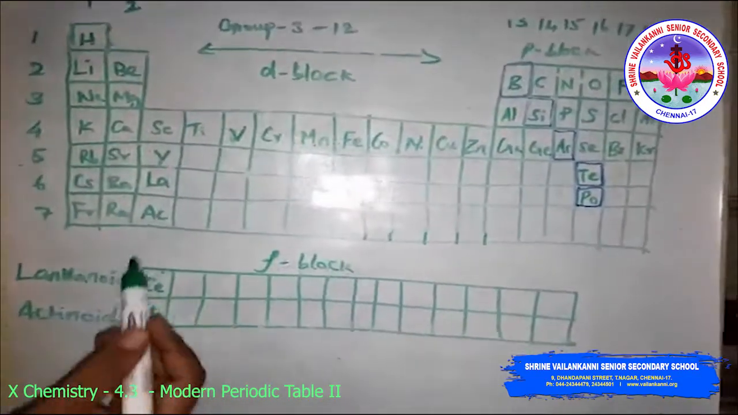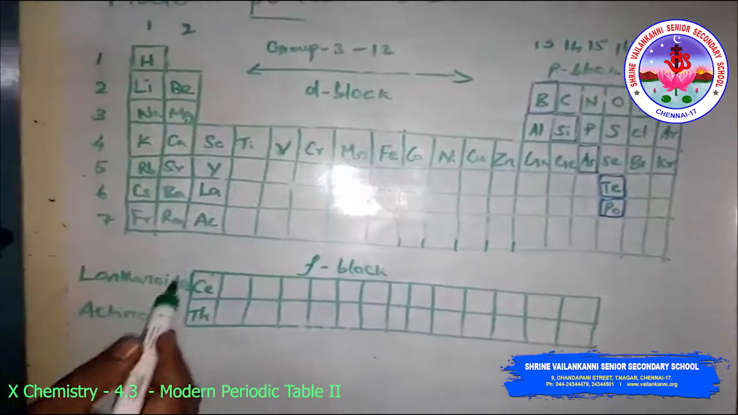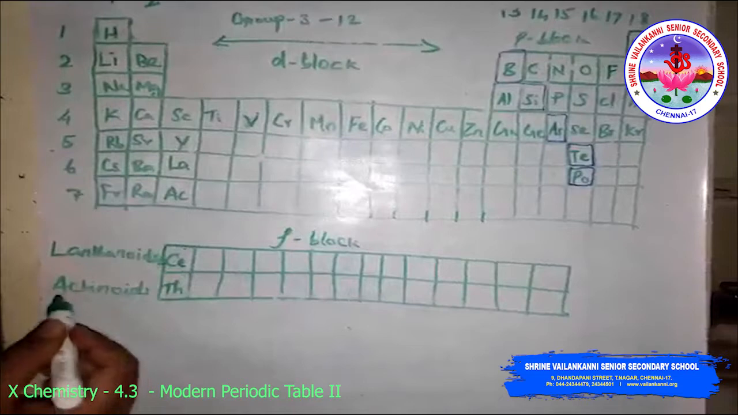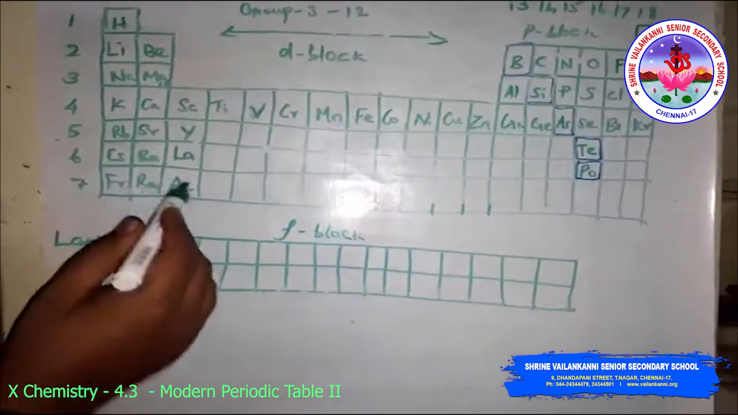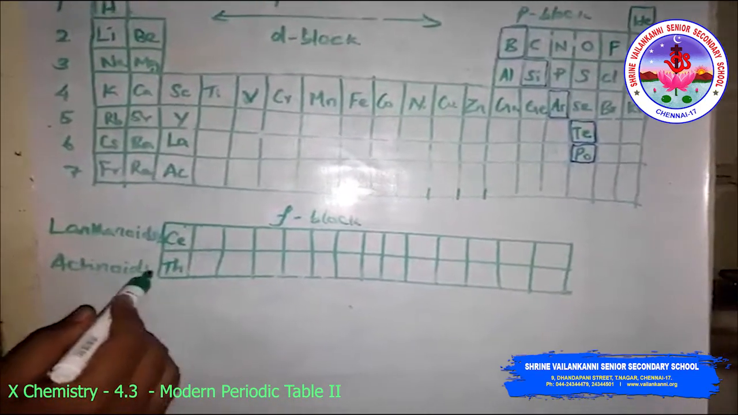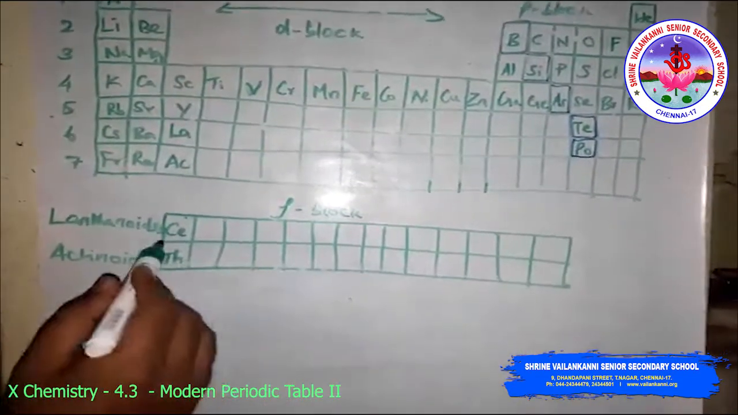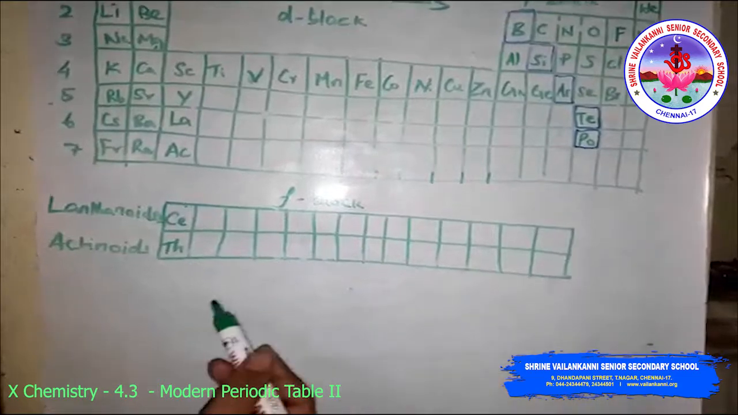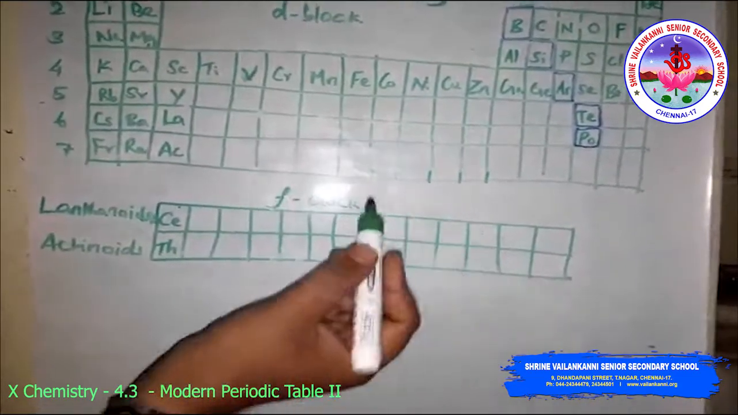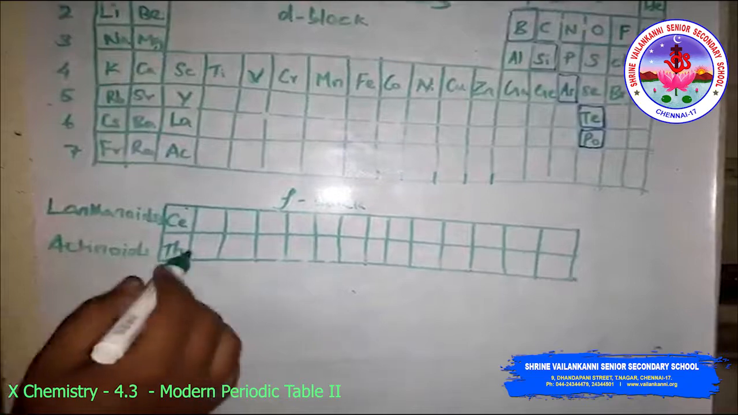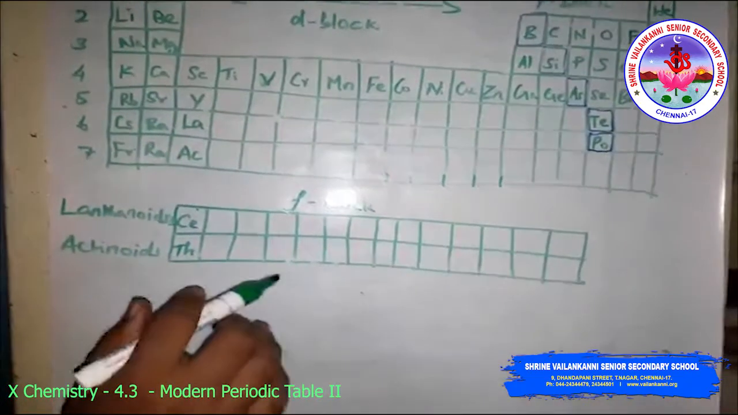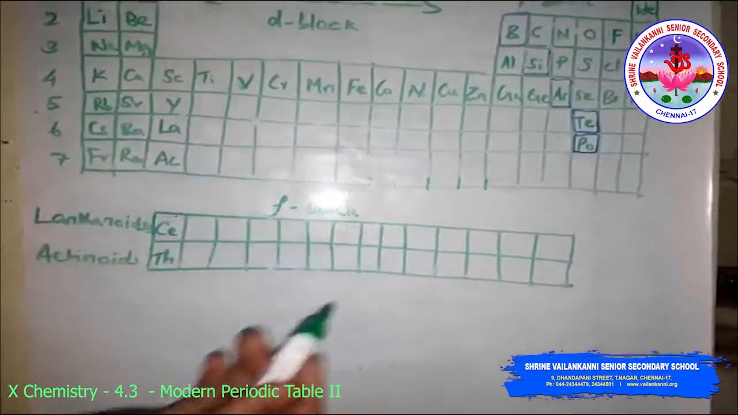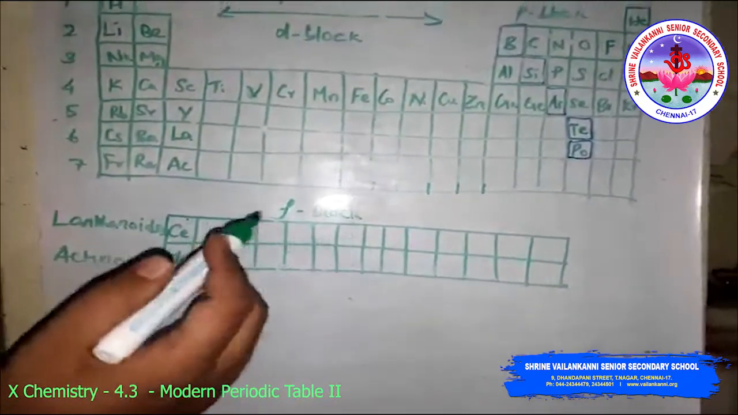And then the lanthanoid series, from atomic number 58, cerium. Then the actinoid series, the actinium series, starting from thorium. They have 14 elements in each group. These are also called inner transition elements. The actinoid series elements are radioactive elements that we will discuss later, in higher studies, not here.